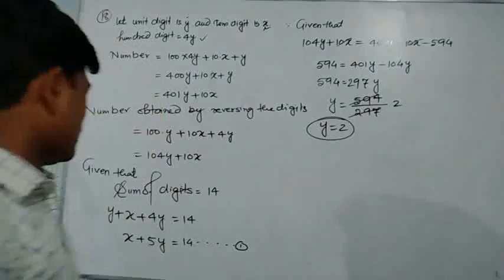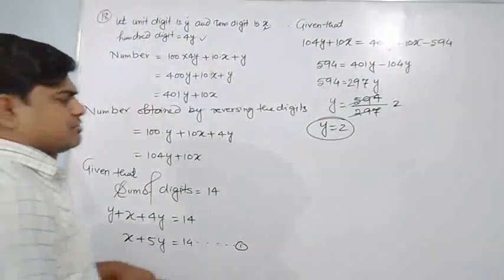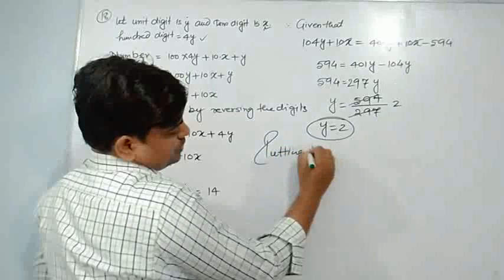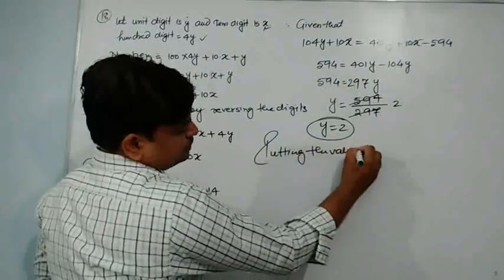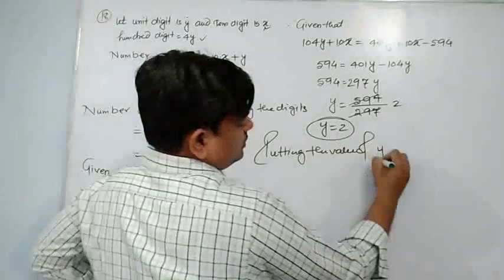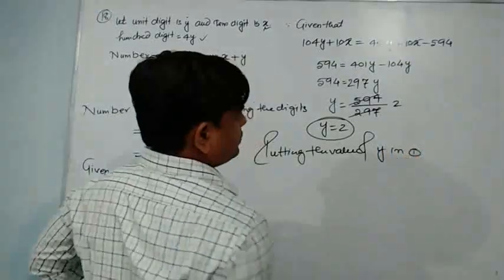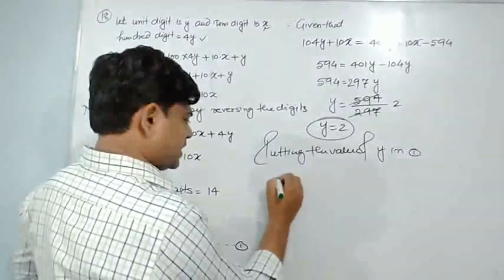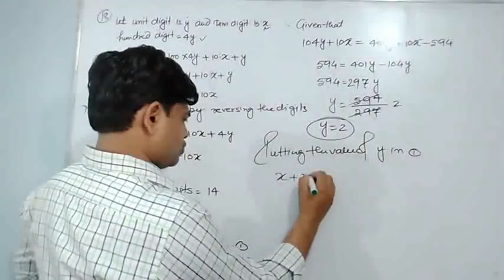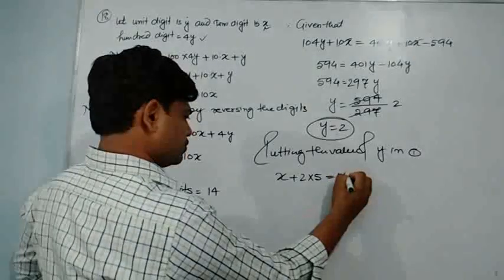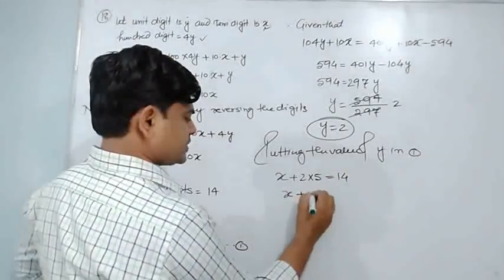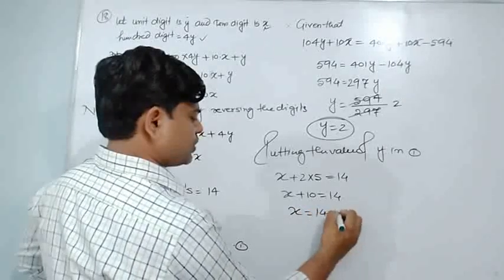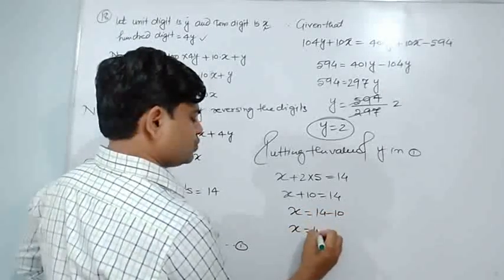Now the value of y we can substitute in the first equation. What can I write? Putting the value of y in equation 1, what will happen? You can see that x plus 2 into 5 is equal to 14. x plus 10 is equal to 14. x is equal to 14 minus 10, x is equal to 4.